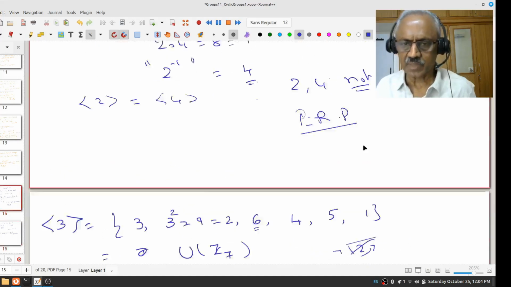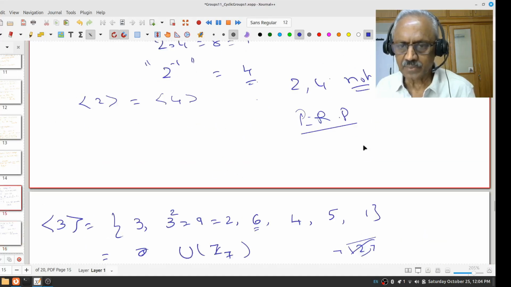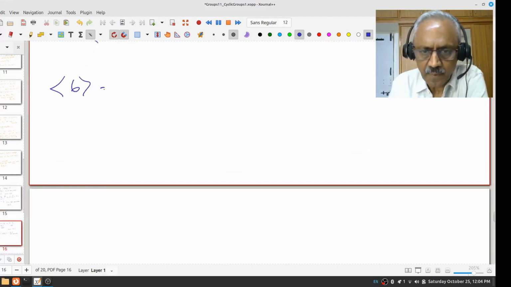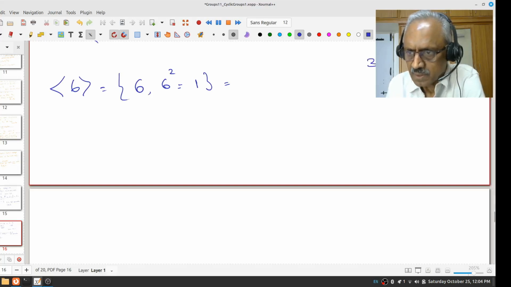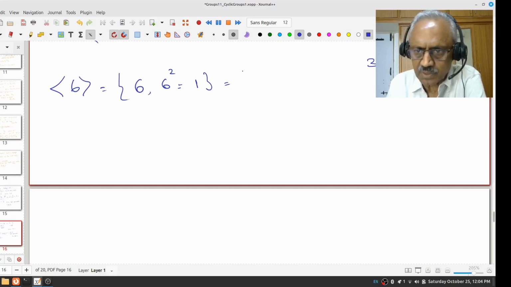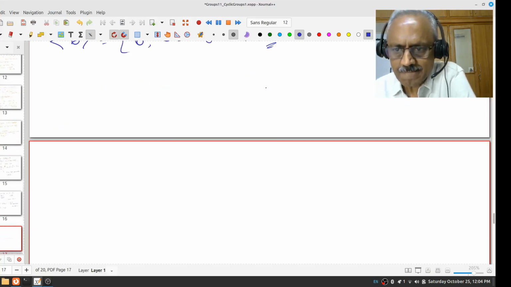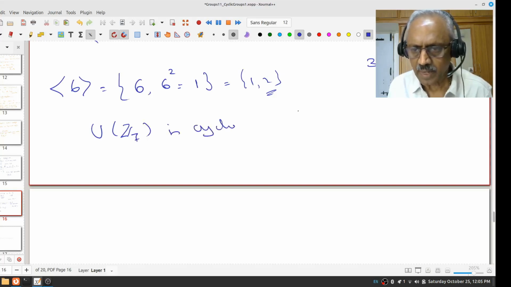So what are the things we left out? 1 is ruled out, 2 and 4 are ruled out, 3 and 5 we are done. The only remaining thing is 6. Let us look at 6 now. 6 squared is 36, which is 5 times 7 plus 1, that is already 1, so it gives only 2 elements. So what have we shown? We have shown that U of Z7 is cyclic and 3 and 5 are generators.